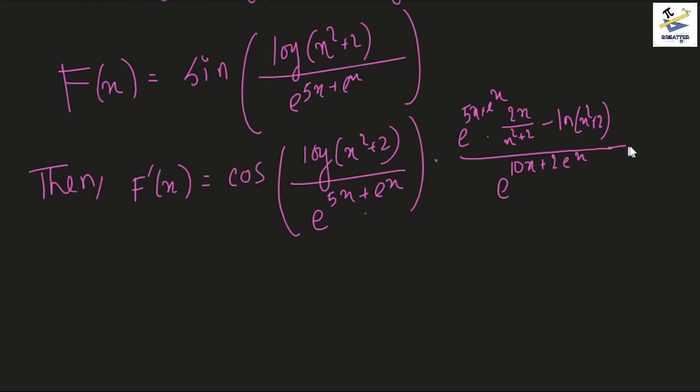And now we do the exponential. Firstly the exponential remains the same, so it's e to the power 5x plus e to the power x multiplied by the derivative of 5x plus e to the power x, which is 5 plus e to the power x. So we can write it clearly here.